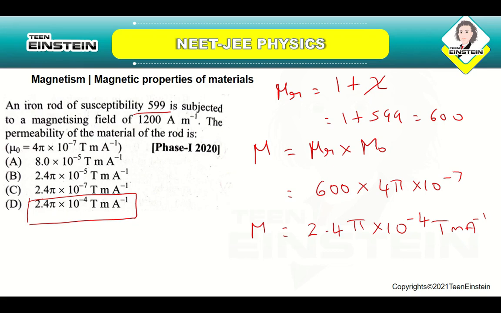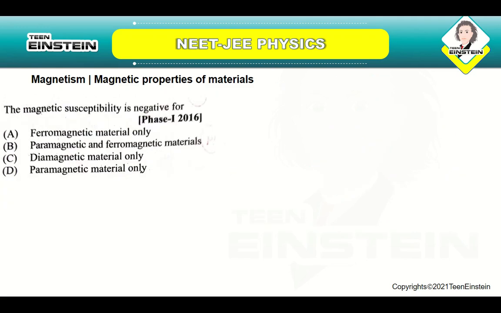First, you are finding out the relative magnetic permeability, which is mu r equal to 1 plus psi, and the psi value is given as 599. You substitute, and then you calculate the magnetic permeability, which is equal to mu r into mu naught. Mu naught is given in the question, so you substitute and find the permeability of the material, which is 2.4 pi into 10 power minus 4. It is a very simple question, a direct application of the formula. Let us move on to the next question.